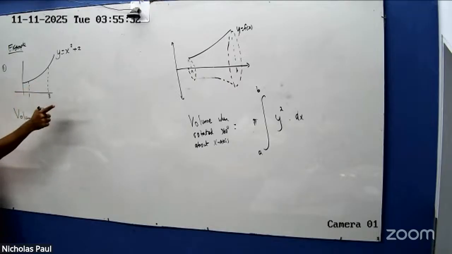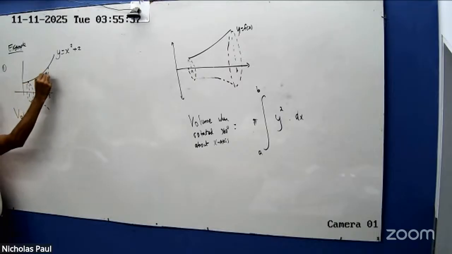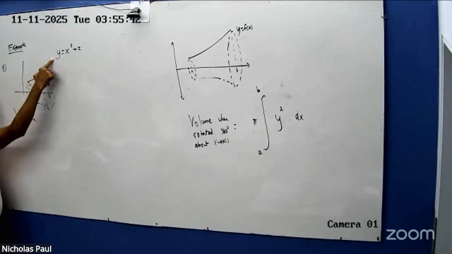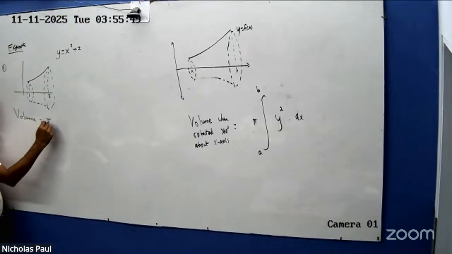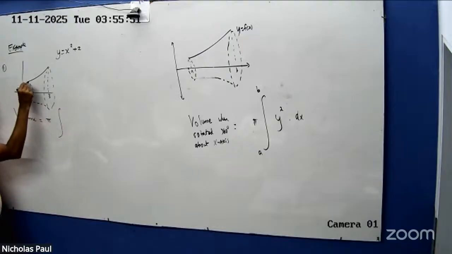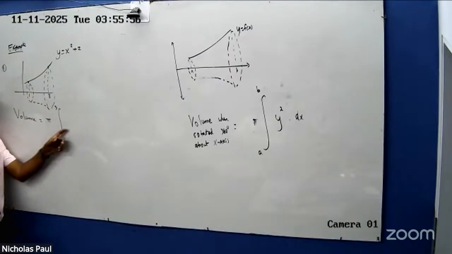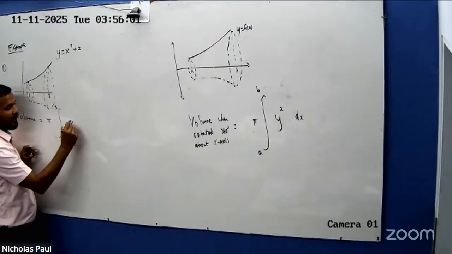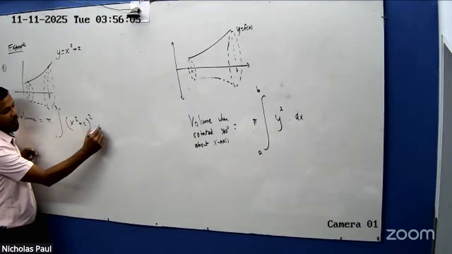It will form the same shape. You don't have to draw it. I'm just showing you it will form the same shape. Ignore here and ignore here. We have to find the volume of that shape. To find the volume, we multiply by pi, the integral between what values? 3 and 1. And y is what? y is x squared plus 2. We're going to square it and then integrate with respect to x.